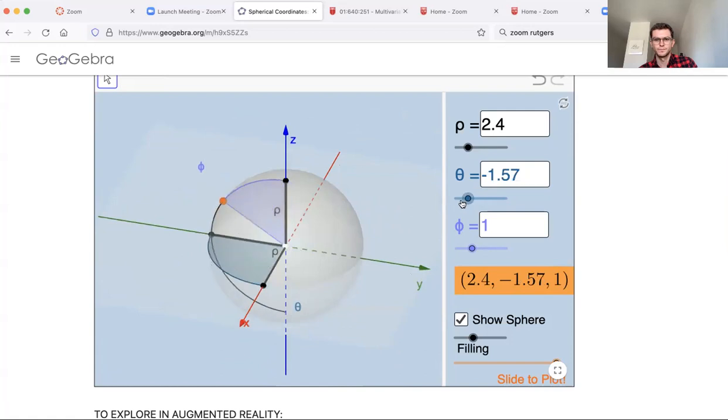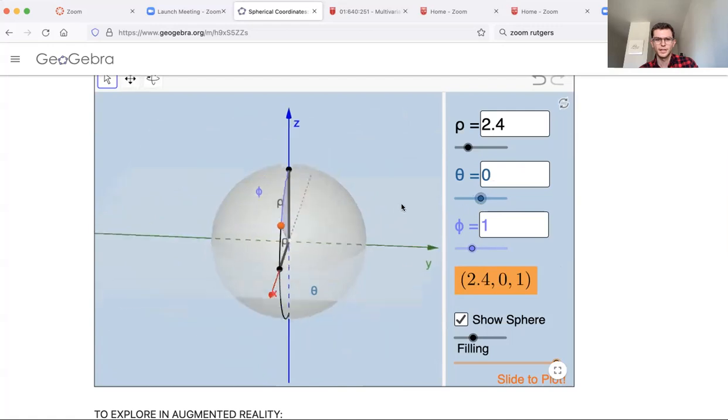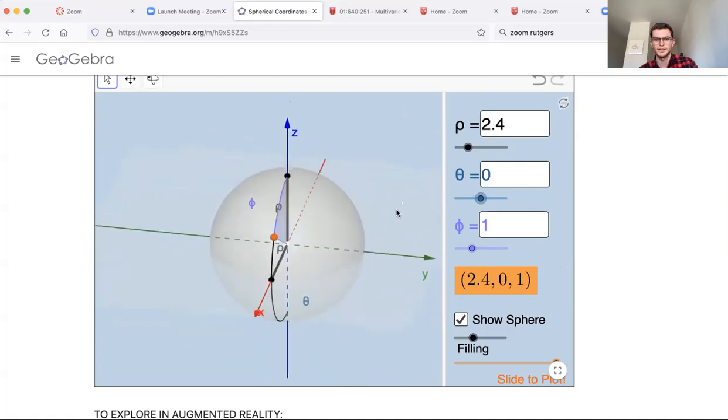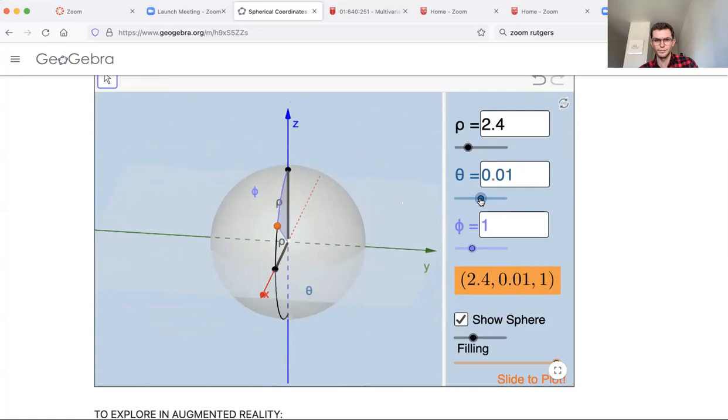So by changing theta, let's say here's theta equals 0. The point is aligned with the x-axis, right? And if you start changing theta, you just start moving the point. Now at pi over 2, it's here on the y-axis, and if you keep moving it, you get to the other axis and things like that. So theta is the same theta as in polar coordinates. That one is not too bad to remember.